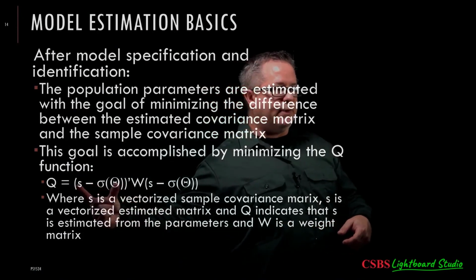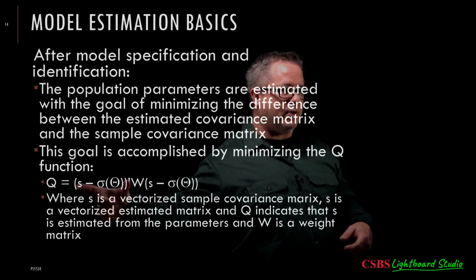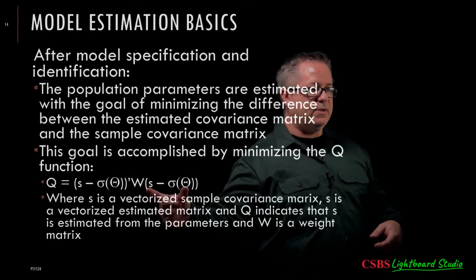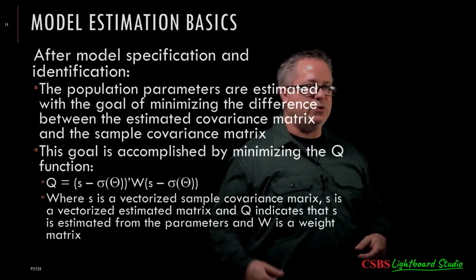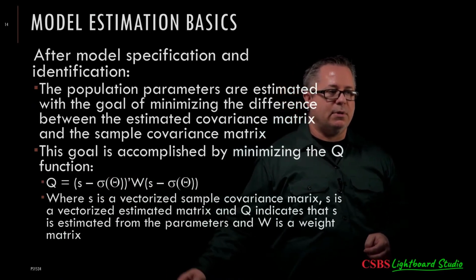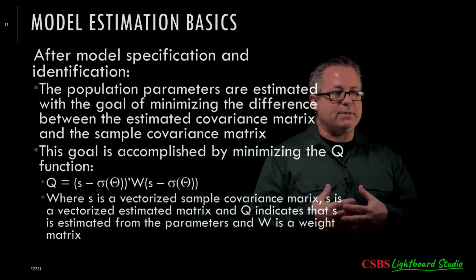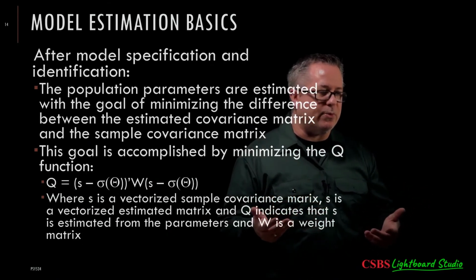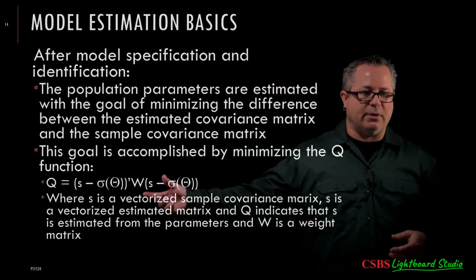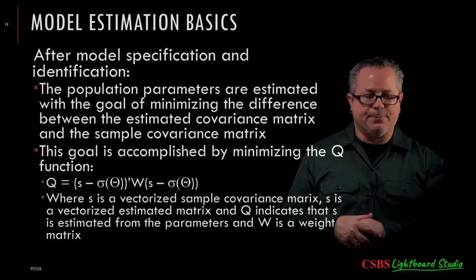It's taking the difference between the two matrices, and it's transposing it, right? Times itself. This is just a fancy way of saying I want the squared difference between those two matrices. S minus sigma theta times itself is just taking the square difference, but because they're matrices, I can't just square them. I have to multiply them by their transpose to make sure that the matrix, as a matrix, is being squared, not just the values.